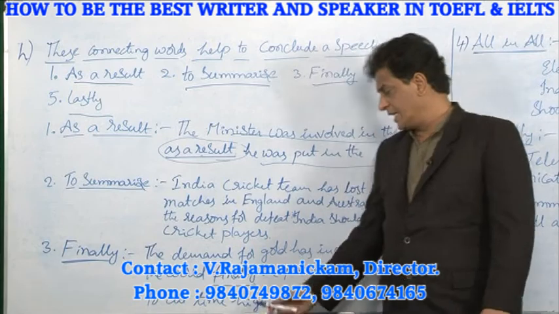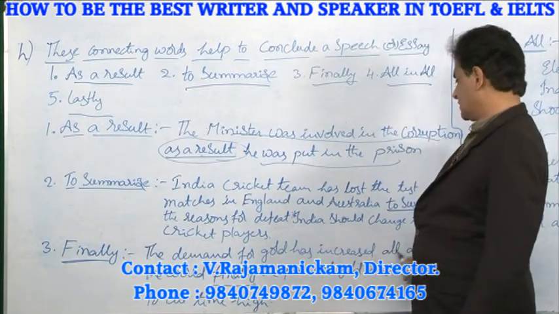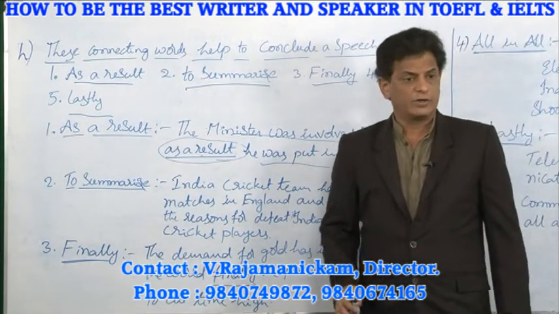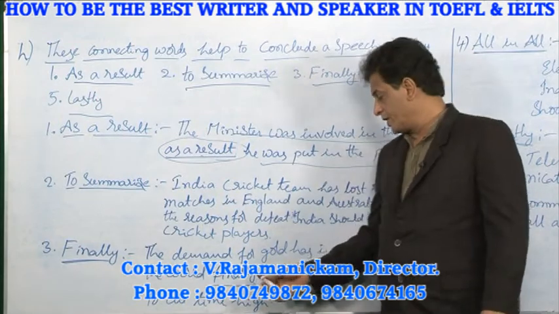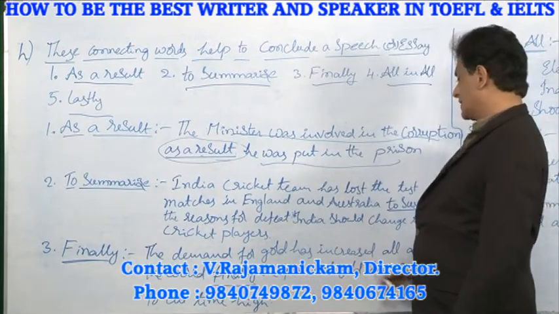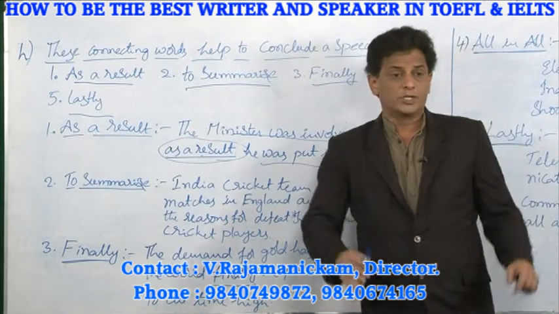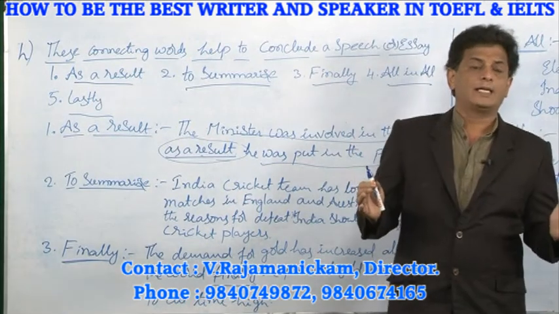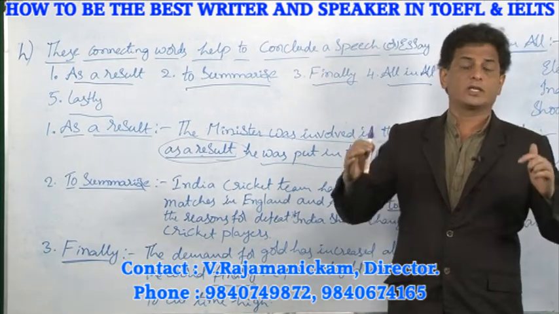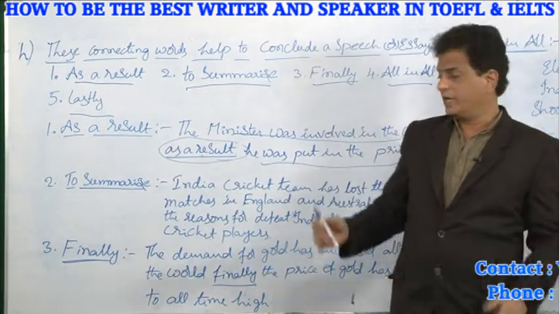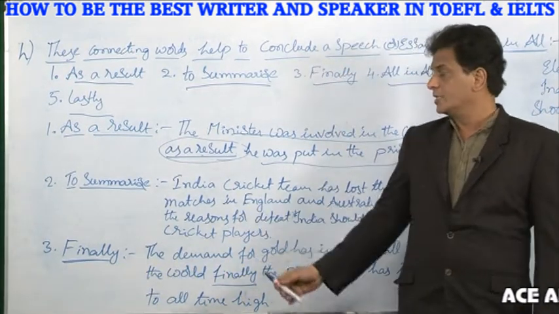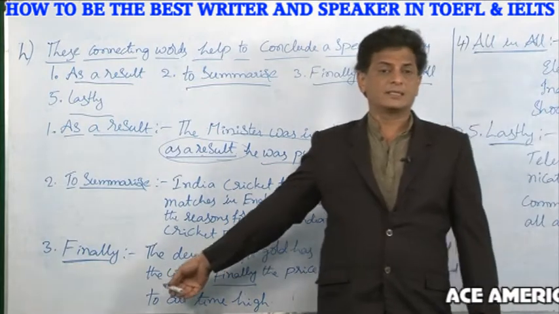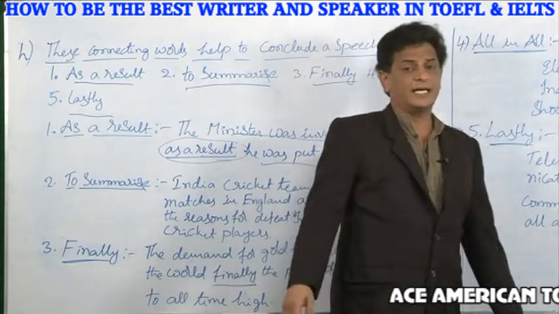Number 3 is "finally." The demand for gold has increased all around the world. Finally, the price of gold has increased to an all-time high. Because of the increase in demand, finally what happened? The price of gold has increased to a very high price. So, because of the demand, that is the result, and you are telling the idea of what finally happened.